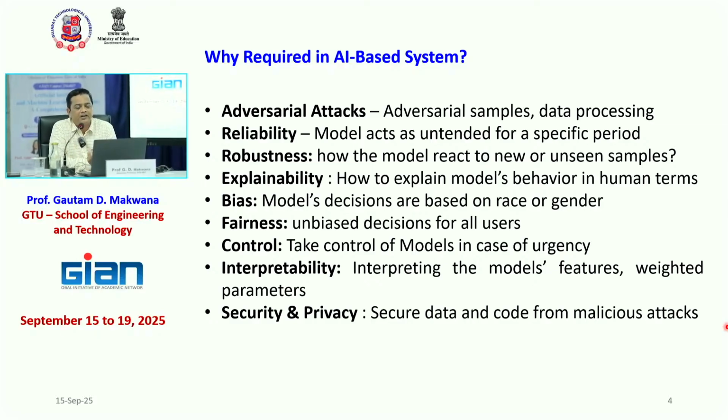If the machine fails in a case of urgency and continues to make actions, then there are some uneven conditions that cannot be handled by anyone. So this kind of controllability is required whenever any urgency case arises. And then there is interpretability. Interpreting the model's features and weighting parameters is one of the issues. And then security and privacy: securing the data and the code also. There are many kinds of malicious attacks on the data as well as the code. So these are the current challenges in AI that you have to consider during your development of an AI-based model.